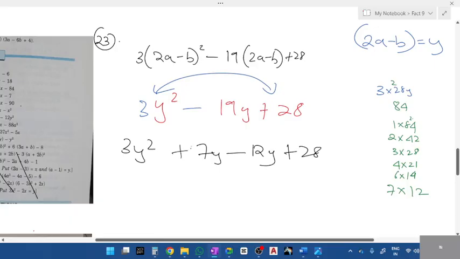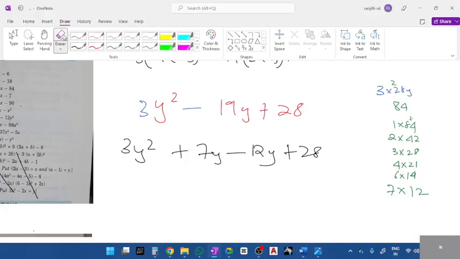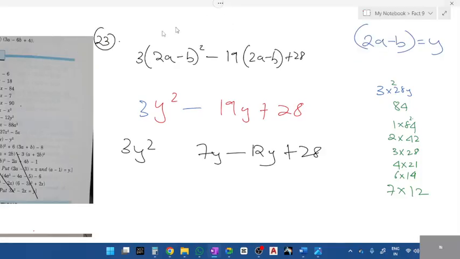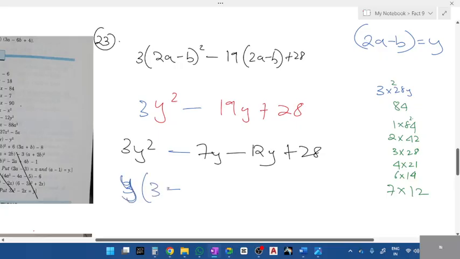No, if I put plus 7, what will we get? If I put plus 7, we are getting only 5, right? Yes, we get only 5. So you have to put minus. Fine. Next, what is common? Y is common. 3y minus 7.